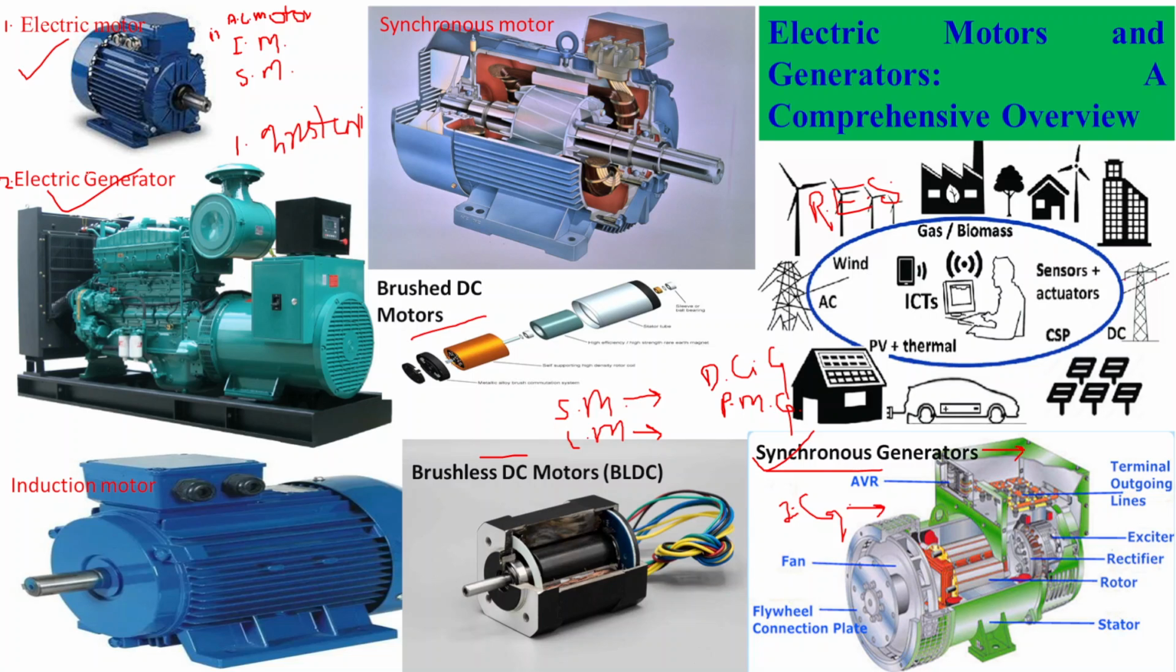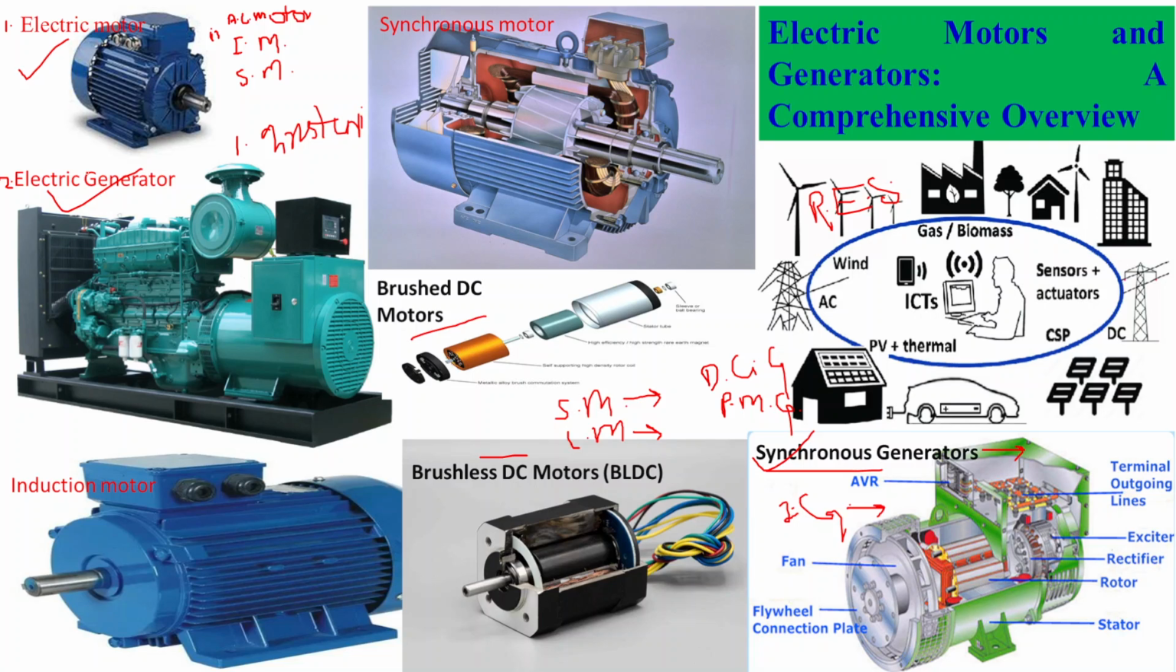Next is renewable energy integration. The rapid expansion of renewable energy sources such as wind and solar necessitates the deployment of efficient and reliable electric generators capable of harnessing clean energy and integrating it into the grid. Variable speed generators and grid forming converters enable the seamless integration of renewable energy resources, improving grid stability and resilience.